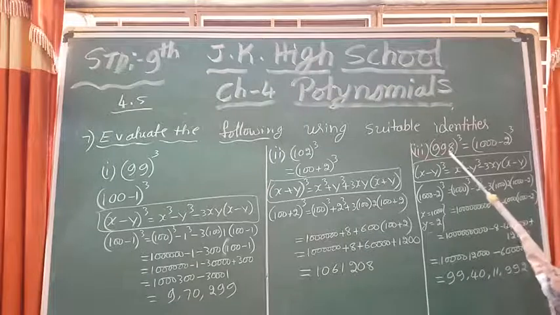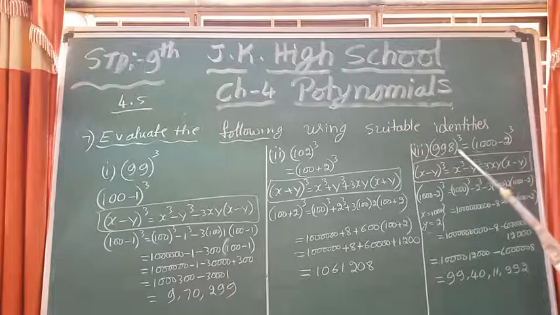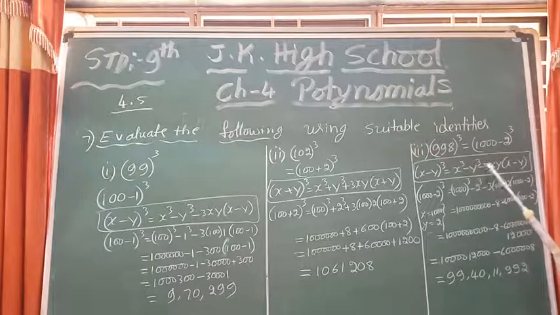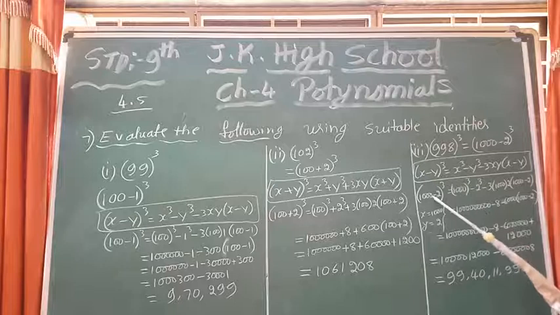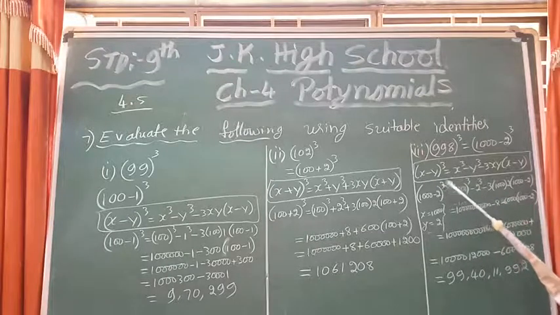In the same way, 998 I can write as 1000 minus 2 in the simplest form. According to the identity, I will convert the given number in this form. Then I will use this minus sign, that means the minus identity I have to use: (x minus y) whole cube is equal to x cube minus y cube minus 3xy into (x minus y). So then 1000 minus 2 is 998, 1000 minus 2 whole cube.